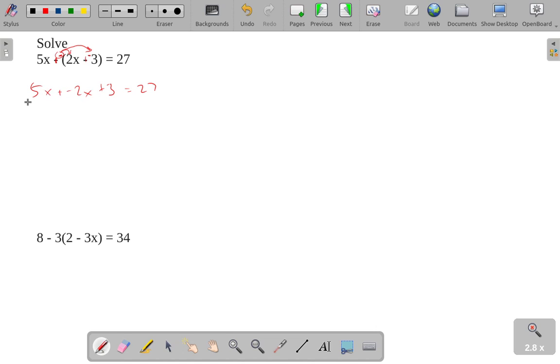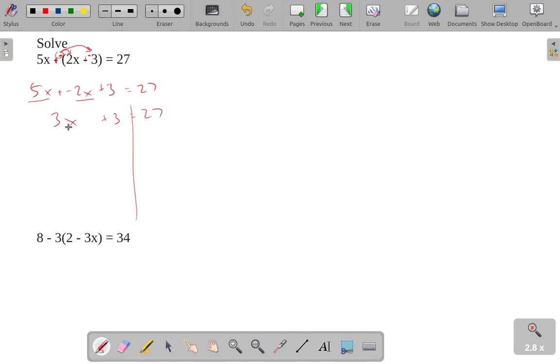At this point, I can combine like terms. The 5x and the negative 2x can combine to give me 3x. So I end up with 3x plus 3 equals 27. Now I've simplified as far as I can go. Now I can go ahead and use the unwrapping the package analogy to work on this one.